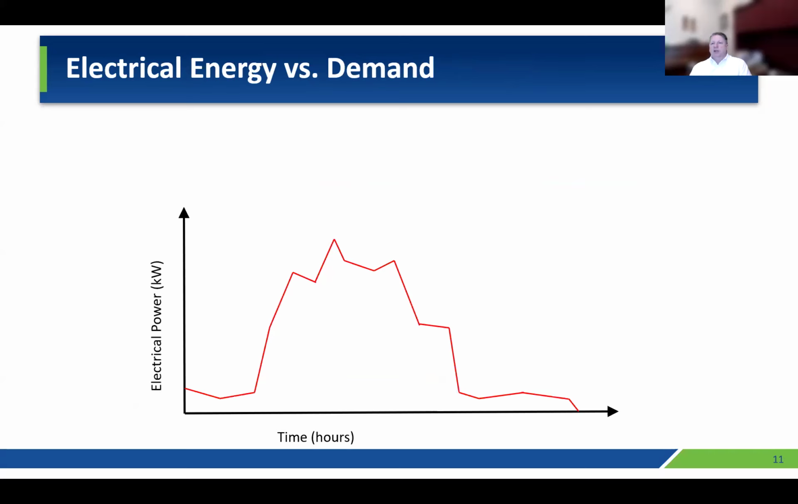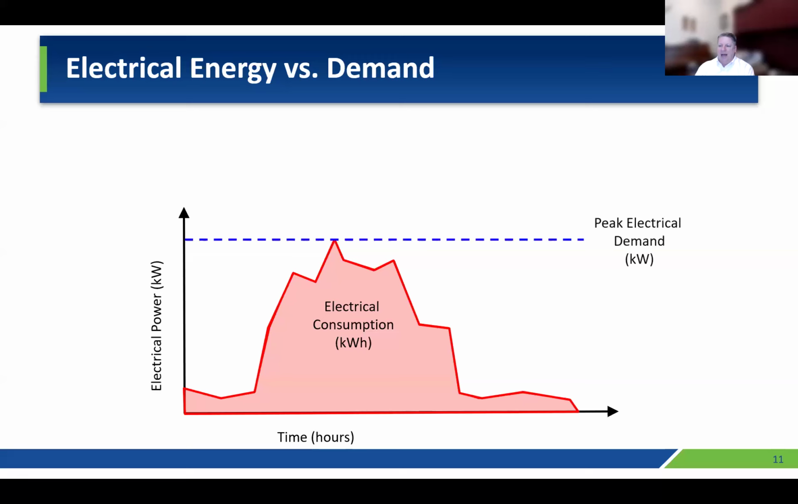So let's talk about this a little more visually. In a typical facility in a day, your electricity use may look something like this, with every 15 minutes measuring your electrical power. The area under this curve is your kilowatt hours, your electrical consumption that you pay for. And then they will look and find the peak 15 minutes, and that will dictate your peak demand charges, particularly for the whole month.